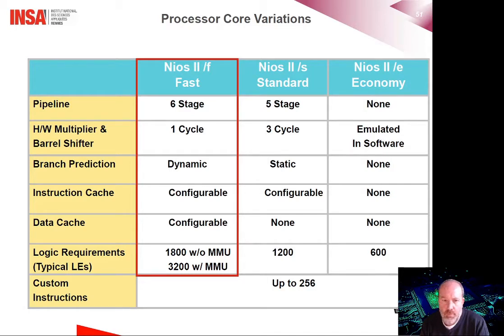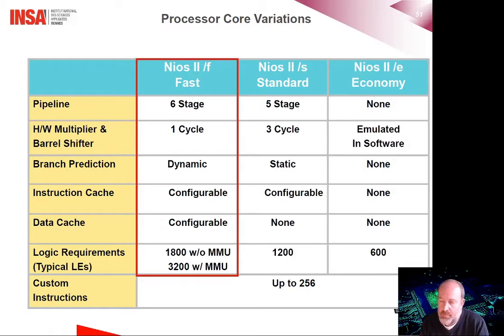If you want to reduce the size of the processor, you can opt for another version of it, which is called the economy version. And it's depicted in the 3rd column here. In this new version, there's no pipeline, there's no possibility to perform hardware multiplications or use a barrel shifter in hardware, and everything is emulated in software, which means that the operation is going to take a long time. Furthermore, there's no branch prediction, there's no instruction or data cache in this type of processor, which is very, very simple. One advantage of this economy processor is the size, since it's only 600 logic elements compared to the 1,200 for the standard processor.